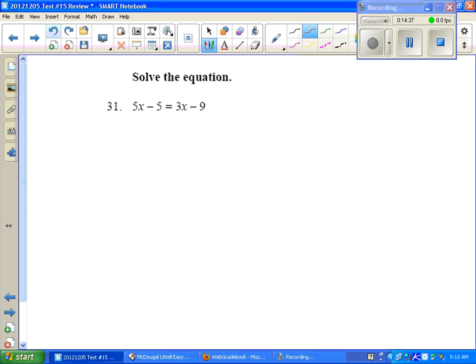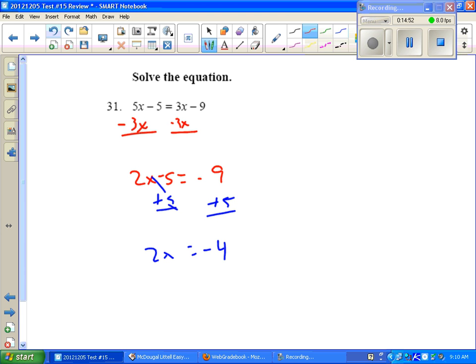And then the very last one, number 31. Solve the equation. Get all your x's on the same side. Subtract 3x to move them over, and you have 2x minus 5 equals negative 9. Add 5 to both sides, and you have 2x, these will cancel, equals negative 4, and divide by 2 on both sides, x equals negative 2.